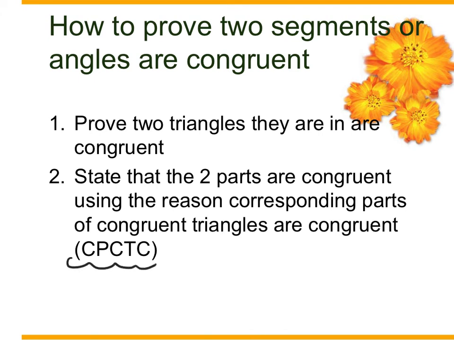CPCTC. And what that stands for is corresponding parts. So the first C in this acronym comes from corresponding. Then the P comes from parts. And then the congruent, this comes from this C. And then triangles, this is the T. And then congruent is this last C. So every other letter in the acronym is the letter C. So CPCTC stands for corresponding parts of congruent triangles are congruent.